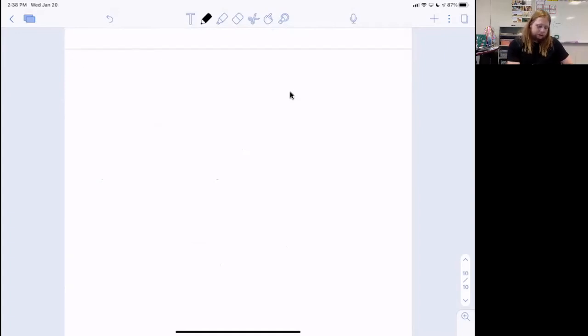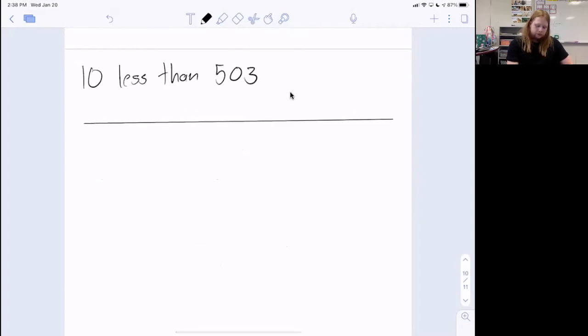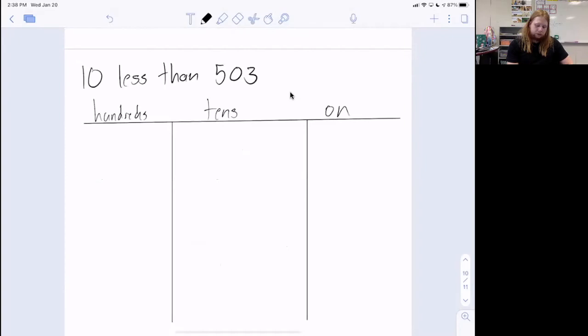Okay, let's look at 10 less than 503. There we go. Okay, so again, we have our hundreds, our tens, and our ones. So now we're looking for 10 less than 503 instead of 1 less. So how many hundreds do I need? I'll give you a hint. Look at the place value. We need 5.